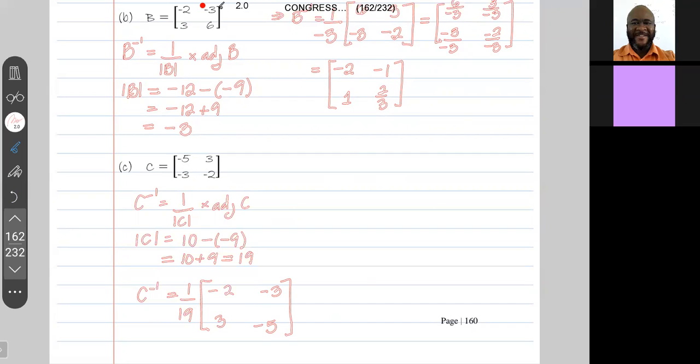Now, multiplying by 1 over 19 is the same as saying divide by 19. So C inverse is minus 2/19, minus 3/19, 3/19, minus 5/19. So this is the matrix C inverse.